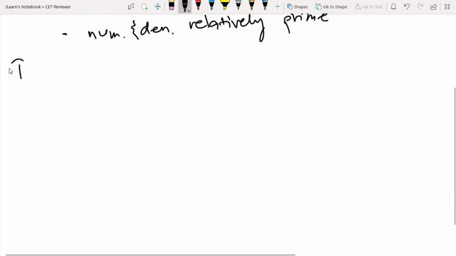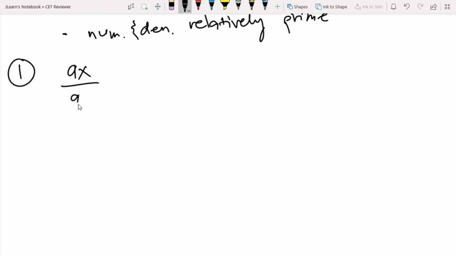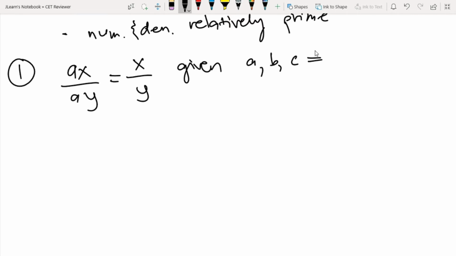So, theorem 1, which is very easy. If you have ax over ay, this is equal to x over y given that A, B, and C are not equal to 0. Okay?